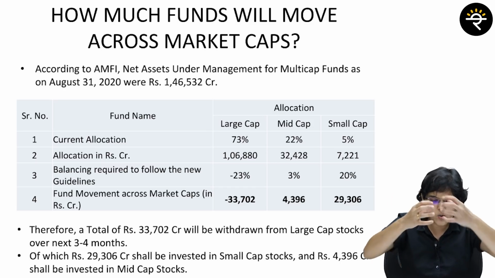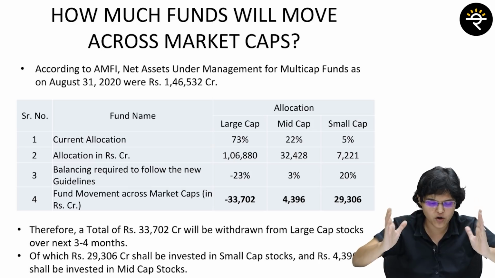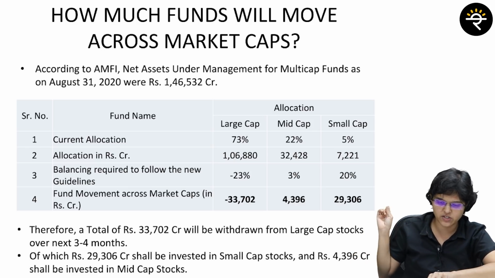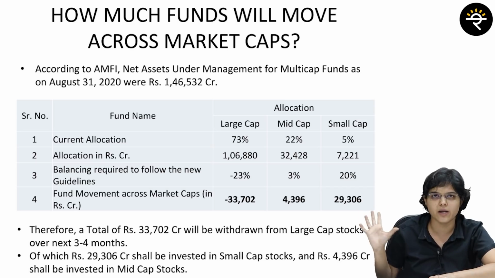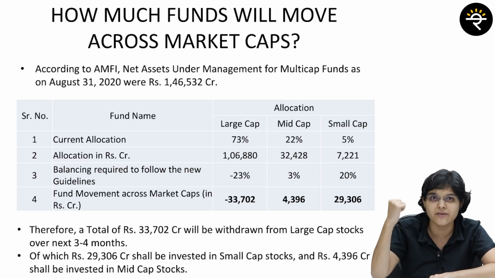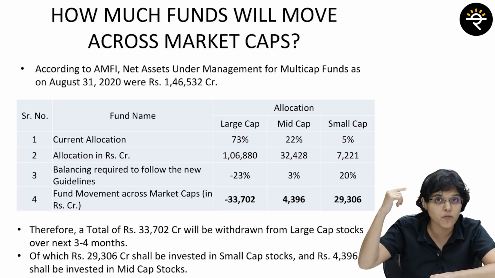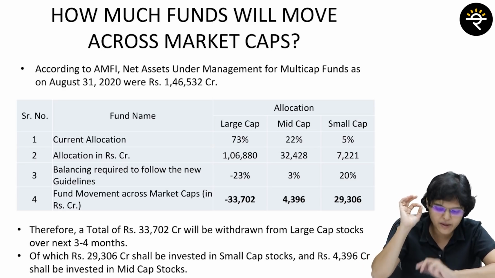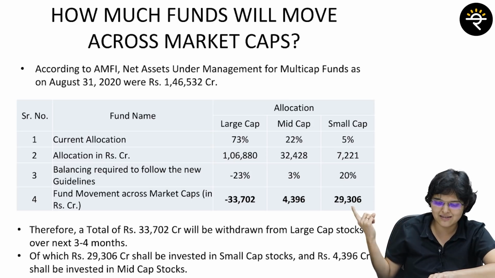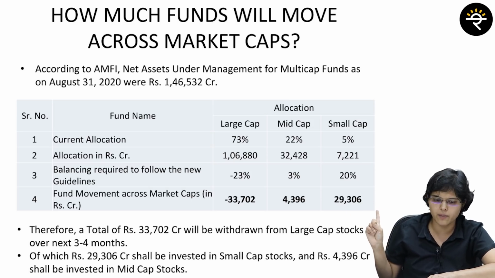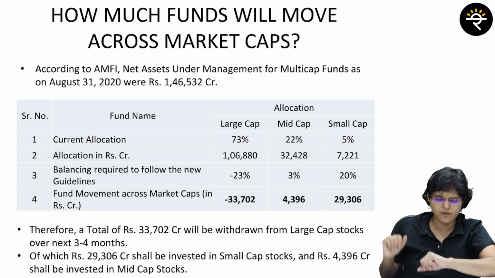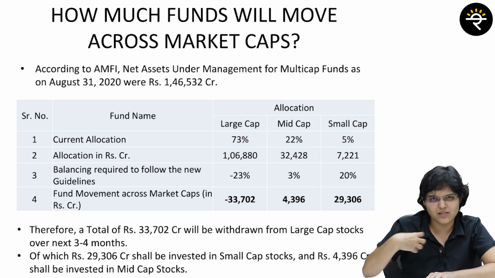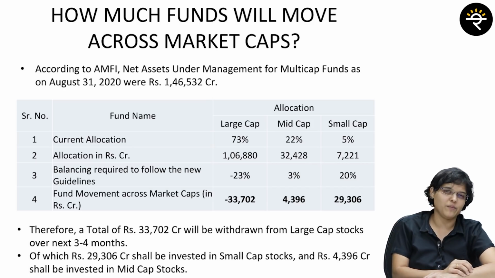Okay, how is this split? Out of 1,46,532 crores, again check this out, 73% in large cap, 22% in mid cap, 5% in small cap. I hope you have understood where I took this 73% from. That was an average of top 5 multi-cap funds. It means that the current allocation to large cap is 1,06,880 crores. How did this figure come up? 146 into 73%. Okay, so let's now go into the math part. I hope you'll trust my calculations. With this, what is going to happen, understand.